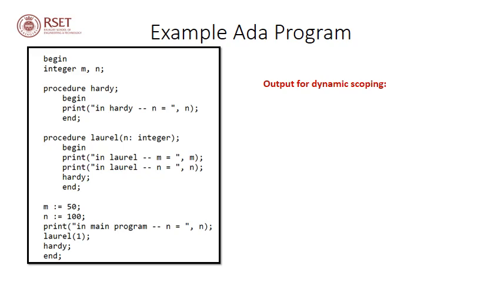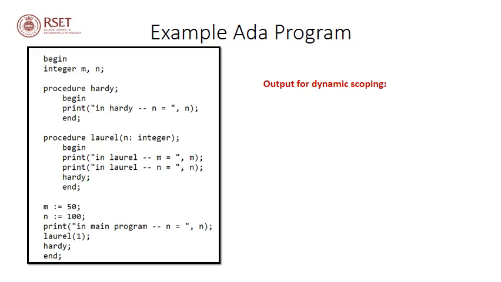Now we'll see what happens in the same program if we use dynamic scoping. As we have seen, there are two global variables m and n. m is initialized as 50, n is initialized as 100. In main, the first statement to be printed is "in main program n is equal to", and it prints the value of the global variable n, 100.